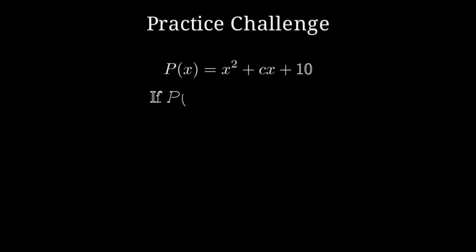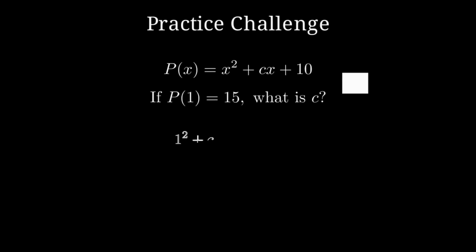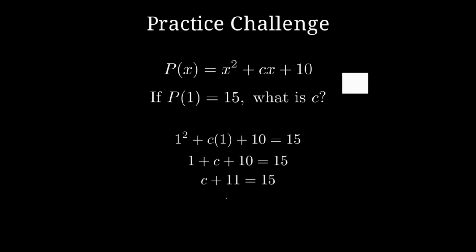Try this: if p(x) equals x squared plus cx plus 10, and the remainder when divided by x minus 1 is 15, what is c? Substituting 1 gives 11 plus c equals 15, so c must be 4.